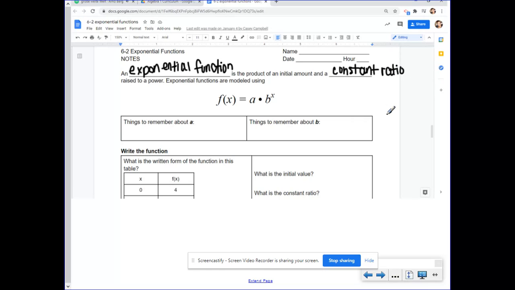Exponential functions are modeled using f of x equals a times b to the x power. Things to remember about a is it cannot be 0. Things to remember about b is it has to be greater than 0, and it can't be 1.